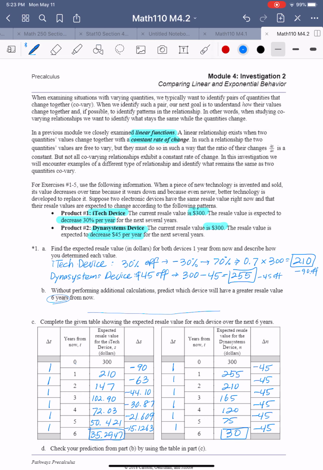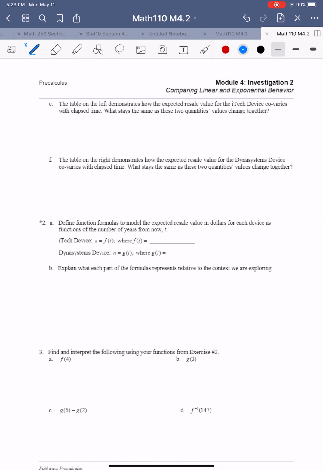So you can compare to see. Now when you compare, which one has a greater value? The iTech device has more value. All right, let's look at the next page.